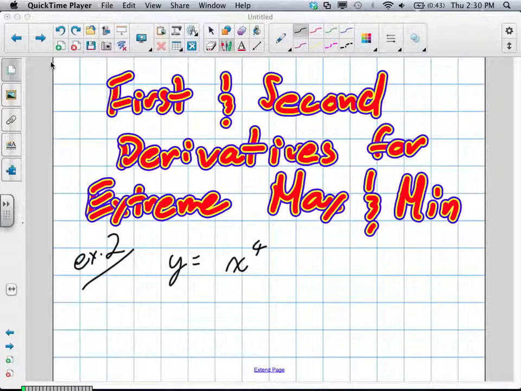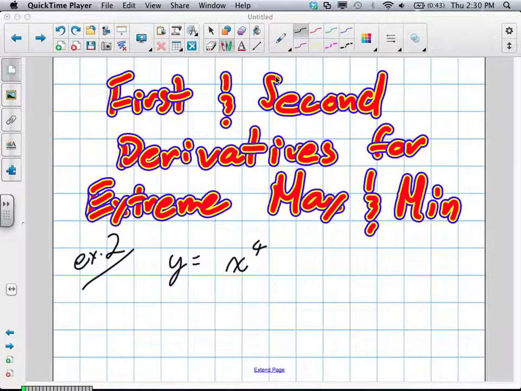Okay, first and second derivatives for extreme max and mins. Okay, so we no longer have intervals. We're talking about functions that go on forever. They're continuous. We need to find an extreme max or min, or if there is one. Remember, a function could go on and not have an extreme max and min, maybe only locals.